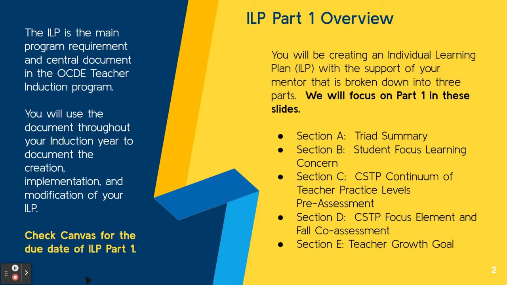This video will cover all sections of ILP Part 1, which includes a triad summary meeting, identifying a student learning concern in the candidate's class, a pre-assessment of practice using the CSTPs, co-assessing a focused CSTP element that will promote teacher and student growth, and finally, identifying a specific teacher growth goal to achieve that growth.